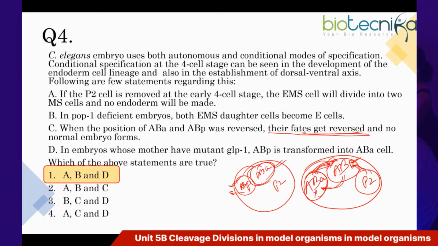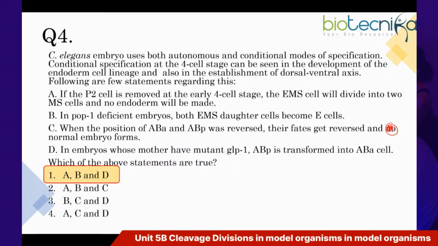But because the fate also got reversed, the position change did not impact, because anyway their fate got reversed and came back to normal. So only this word "no" is not correct. Position gets reversed, fate gets reversed, and a normal embryo forms. Only this word "no" is incorrect in this entire question, because of which this C became wrong. Everybody understood this concept and this question?